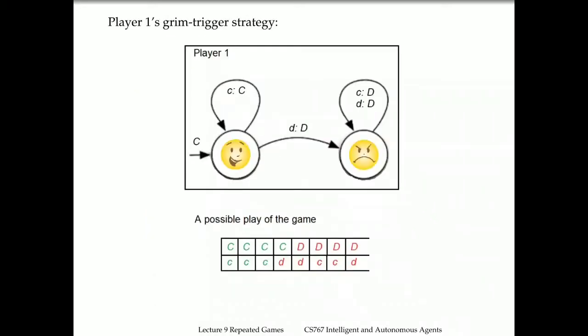I can illustrate the Grim Trigger strategy in this way, from the perspective of player 1. For those of you who have done an elementary theory of computation course, you may have seen such diagrams, namely a finite state automaton. So we are defining this Grim Trigger strategy using a finite state machine. You can think of the strategy as consisting of only 2 states: a happy state, and a grudge state, the really bad state.